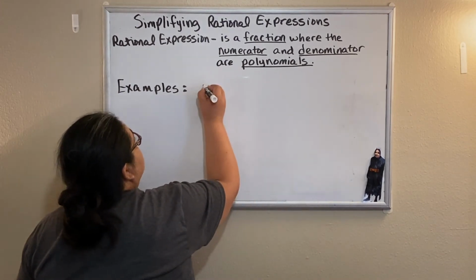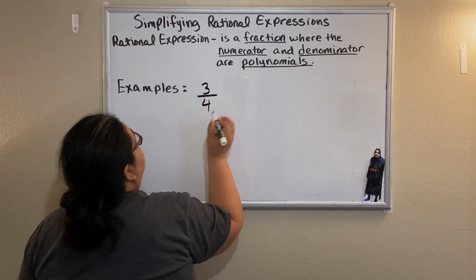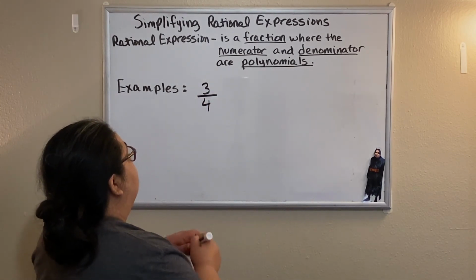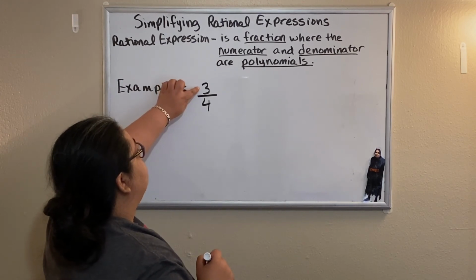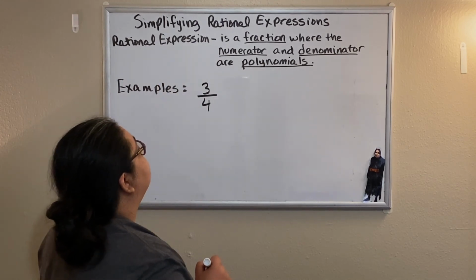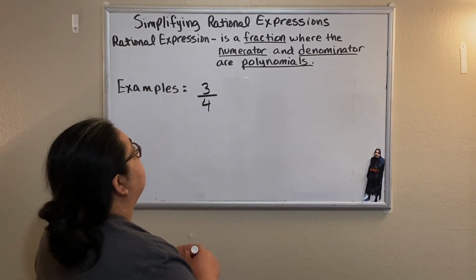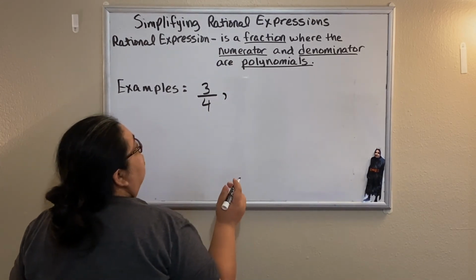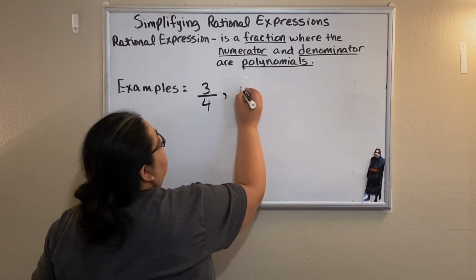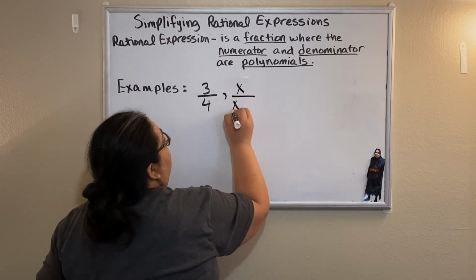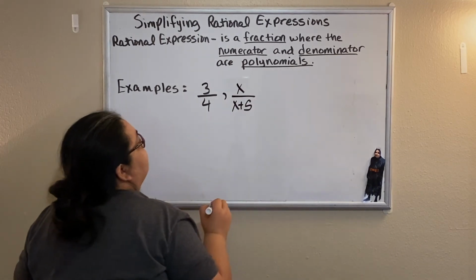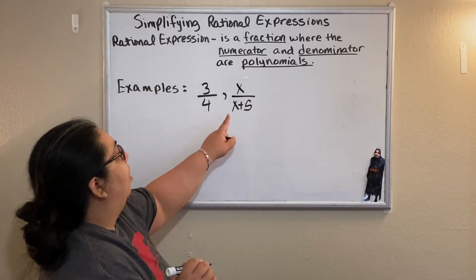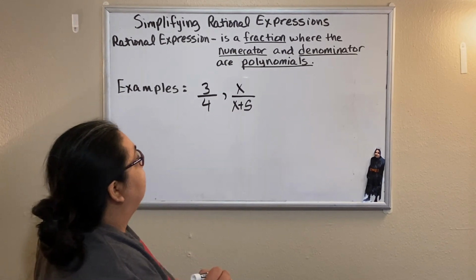One example is just a fraction, 3/4. That is a rational expression. A number can still be a polynomial with an exponent of 0. So these are still considered rational expressions. But when you're really thinking about rational expressions, you're probably thinking of something like x over x plus 5, okay? Here is a polynomial with an exponent of 1. Same thing here, I have an exponent of 1.